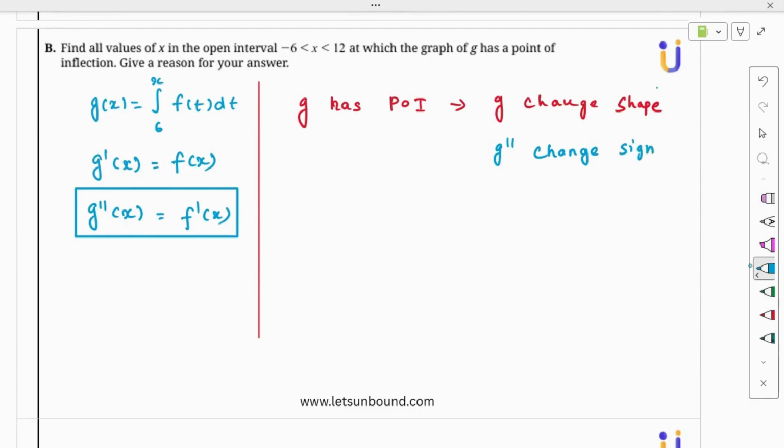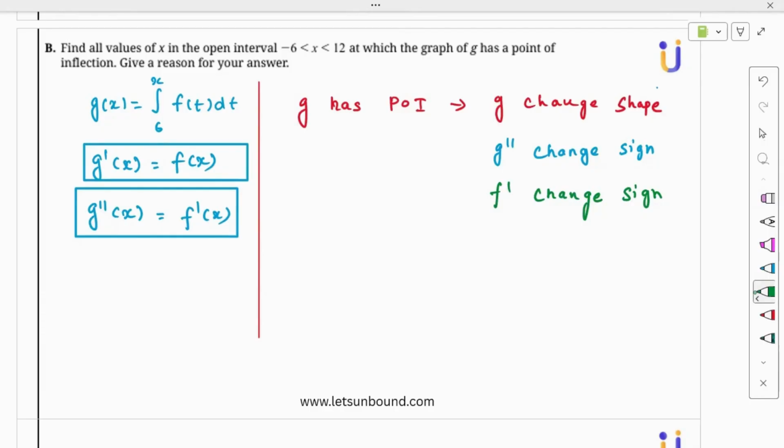At some point, it will change the sign. So that one. Okay, but I need to convert it into the F part, right? G double prime is nothing but F prime. So instead of G double prime, I can say F prime changes sign. Now, this is what it is equivalent to.